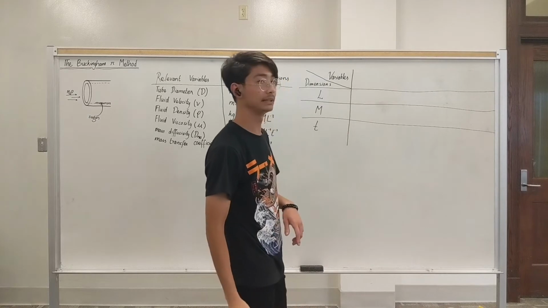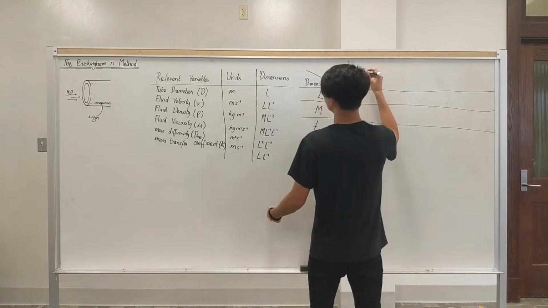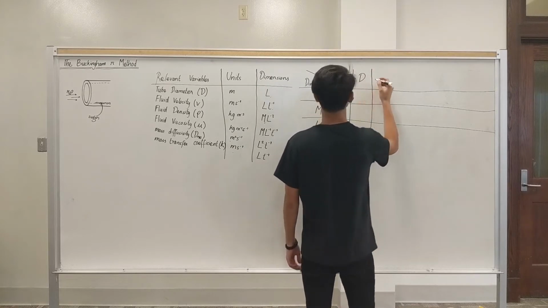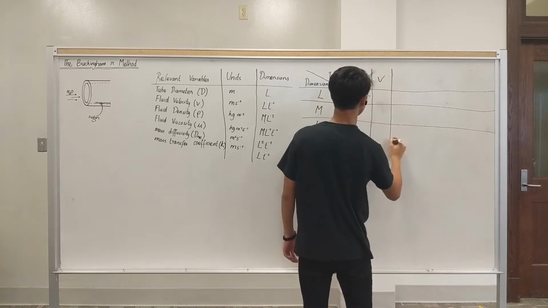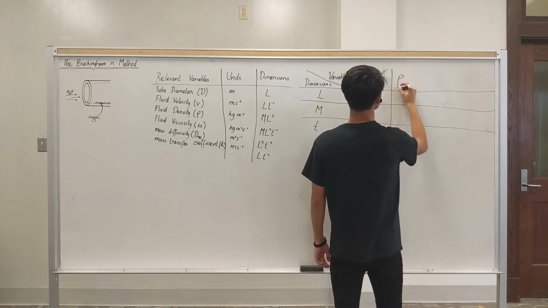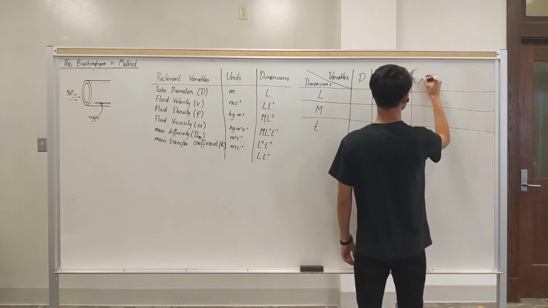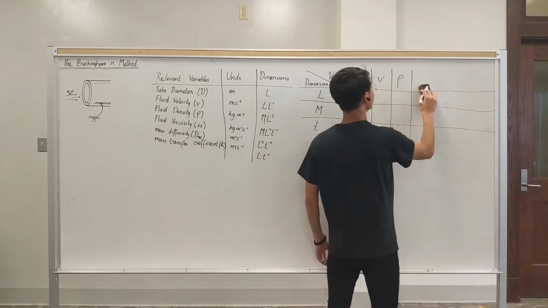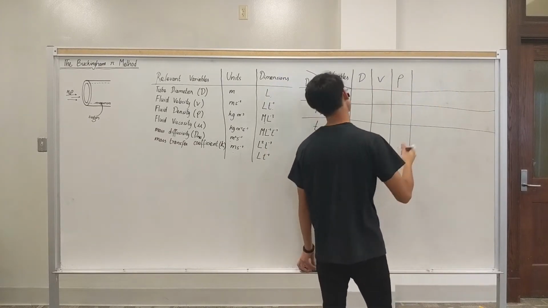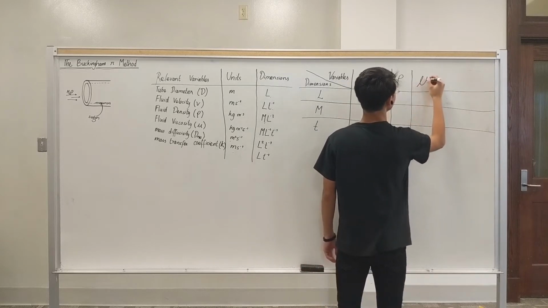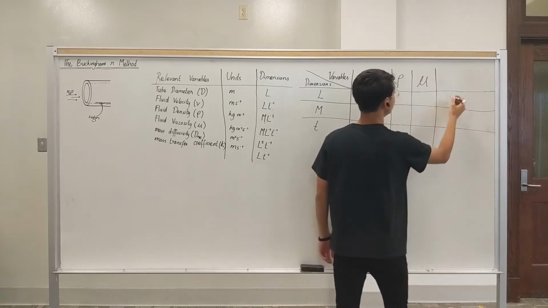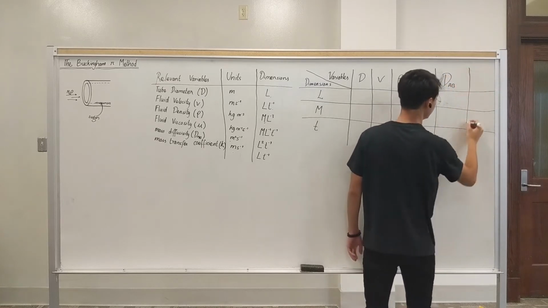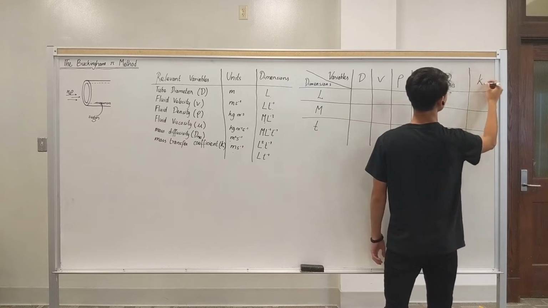All right, now let's make a list of all the variables that we have again. So we have diameter, we have fluid velocity, then density, diffusivity. My bad, that's not diffusivity, that is viscosity, then the diffusivity constant, and finally the mass transfer coefficient.